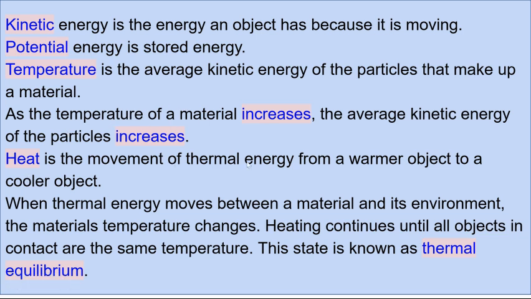Heat is a movement of thermal energy from a warmer object to a cooler object. So heat is going from warm to cold. When thermal energy moves between a material and its environment, the material's temperature changes. Heating continues until all objects in contact are at the same temperature. This is known as thermal equilibrium.